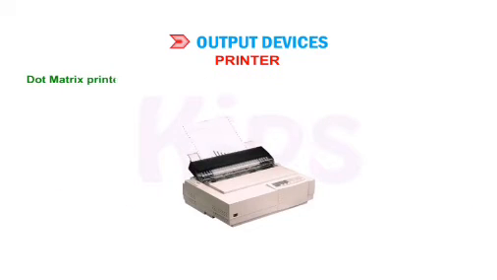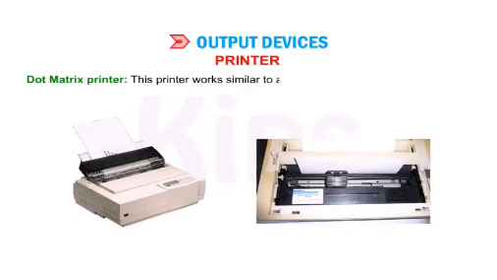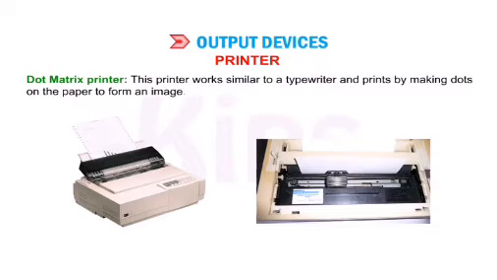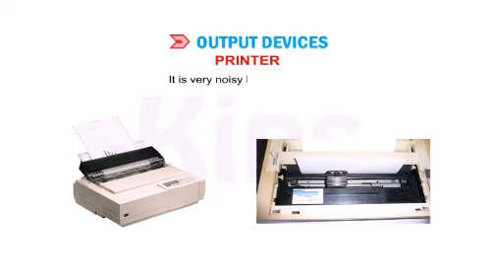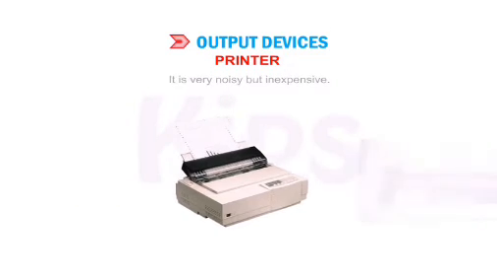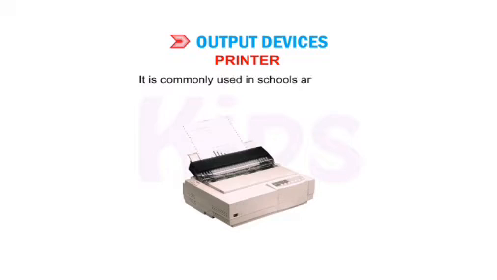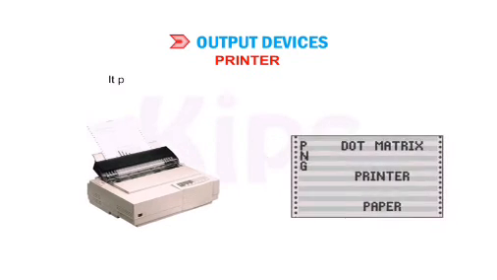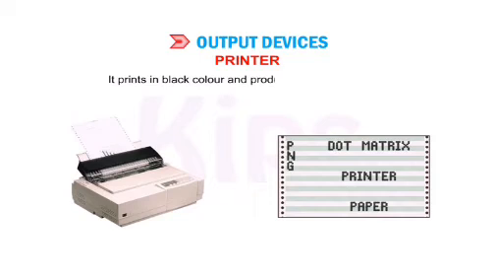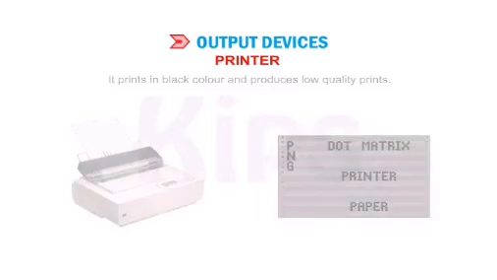Dot matrix printer. This printer works similar to a typewriter and prints by making dots on the paper to form an image. It is very noisy but inexpensive. It is commonly used in schools and offices. It prints in black color and produces low-quality prints.